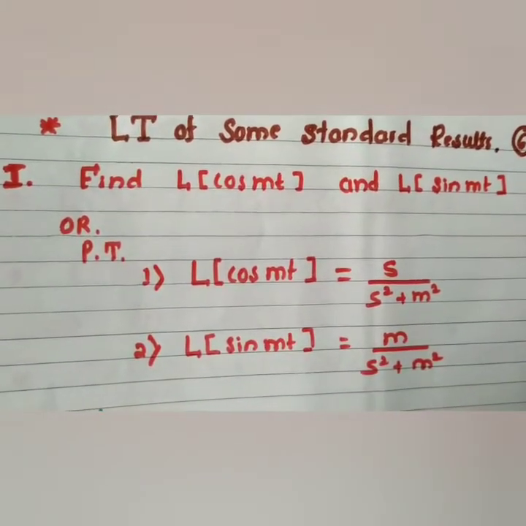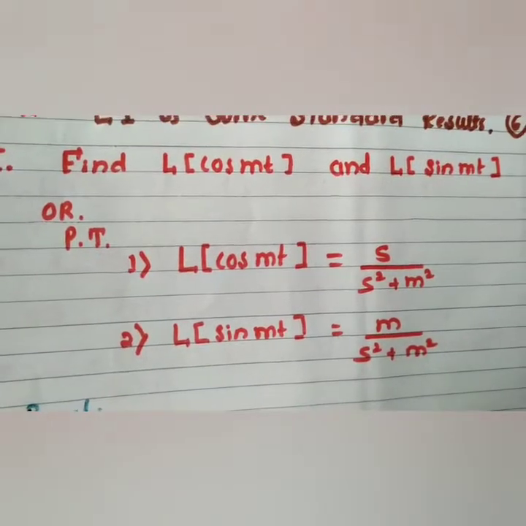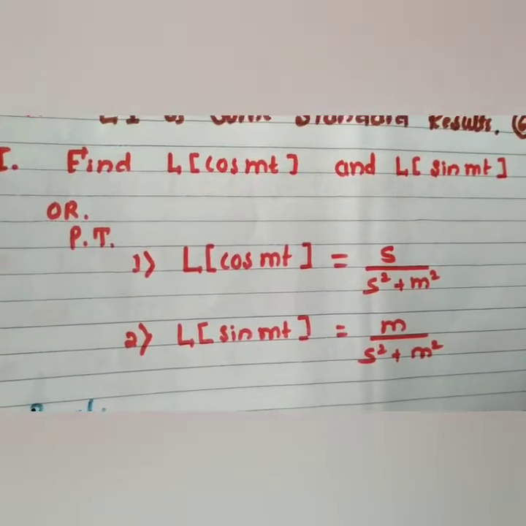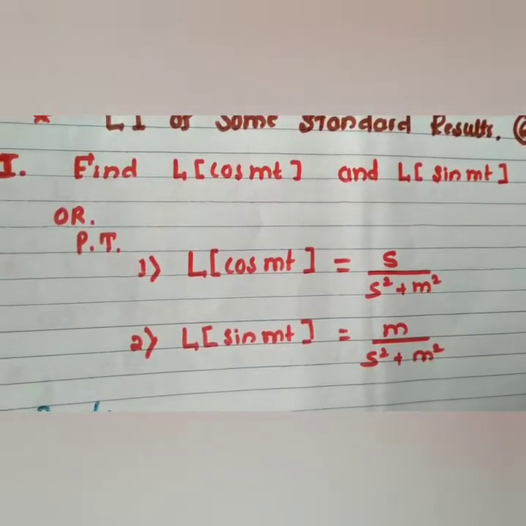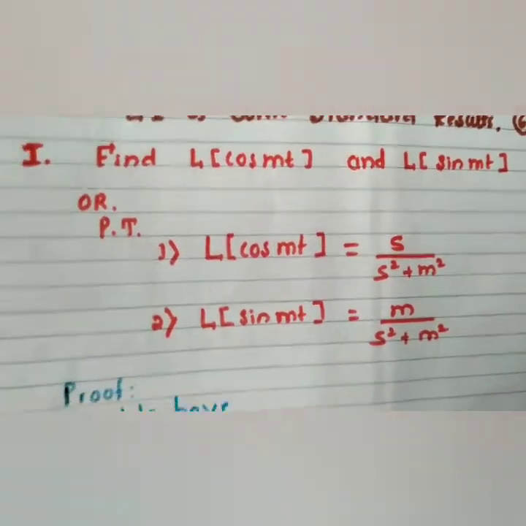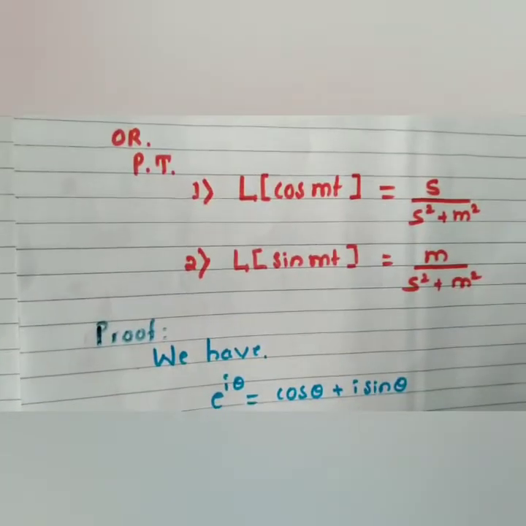Like that, we have operated the Laplace symbol L on cos mt and sin mt. L of cos mt is s by s square plus m square. L of sin mt is m by s square plus m square. How to prove these results?